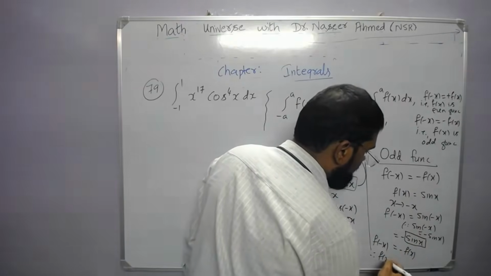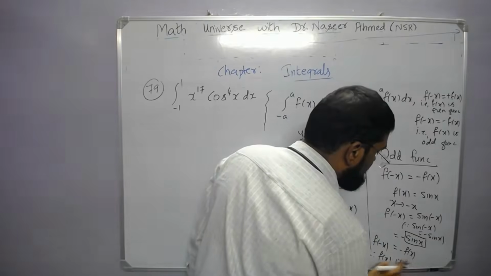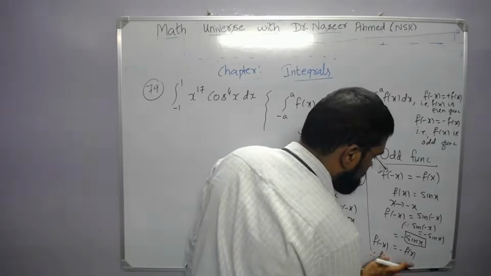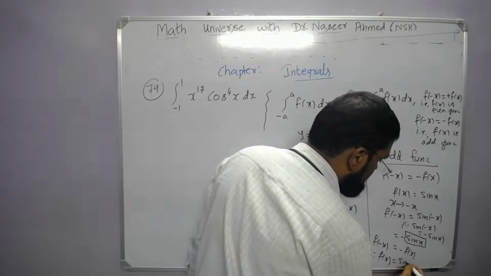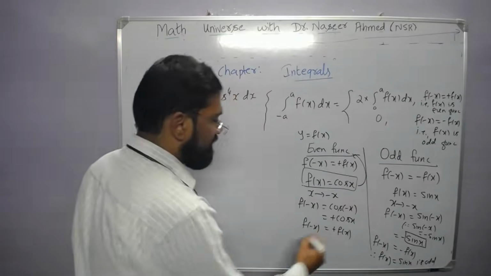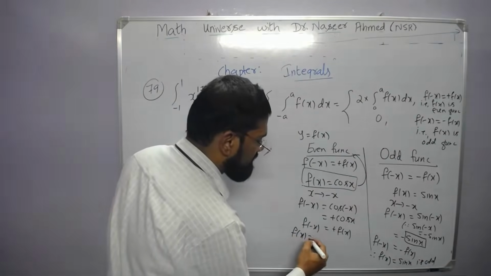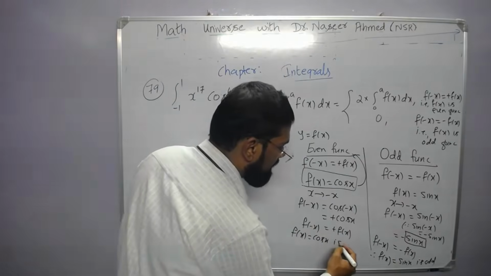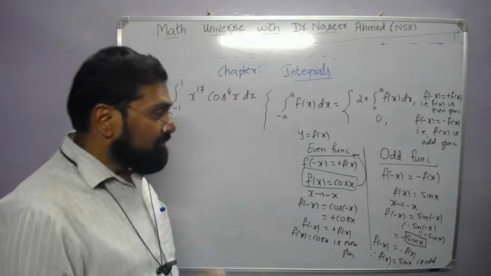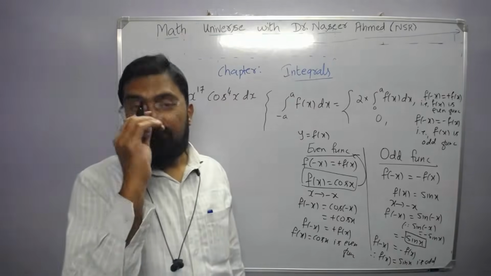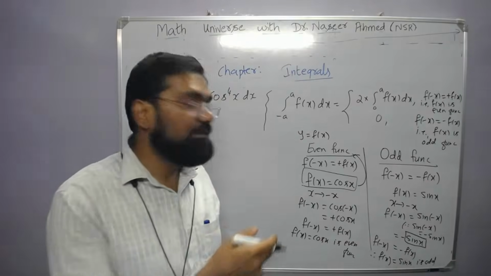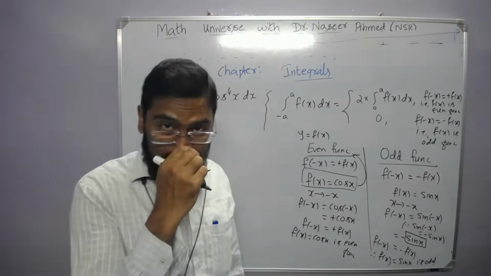Therefore, f of x is equal to sin x. F of x equal to sin x is an odd function. And f of x equal to cos x is an even function. So it also means that modulus of x is an even function. Secant of x is also an even function. Coming to trigonometry, tan, cosecant, and cot are odd functions.